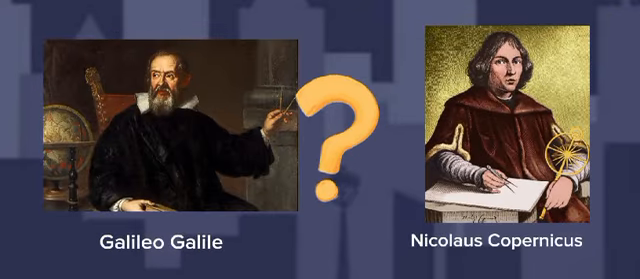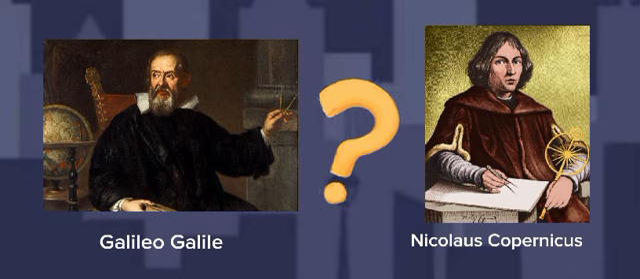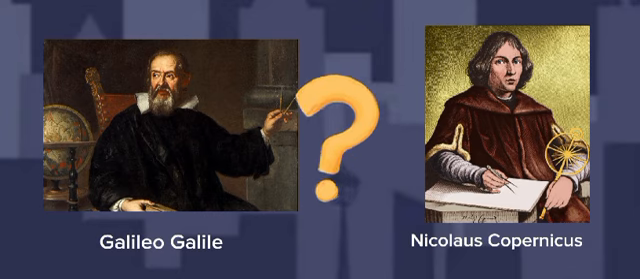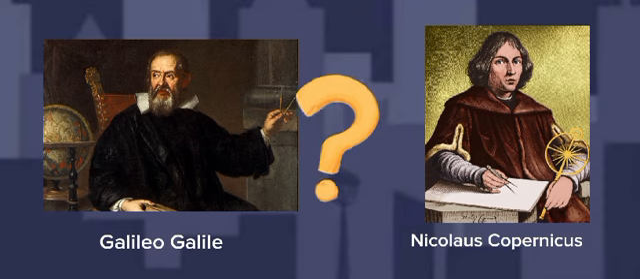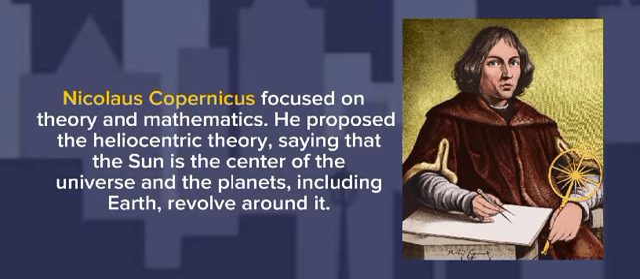Good day, everyone. Based on what my group mates discussed earlier, I will now share the differences between Copernicus and Galileo Galilei. Nicholas Copernicus focused on theory and mathematics. He proposed the heliocentric theory, saying that the sun is the center of the universe and the planets, including Earth, revolve around it. His work was more about explaining ideas through calculations. But during his time, he was not widely believed because he had no actual proof.